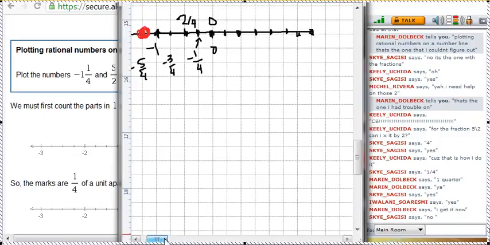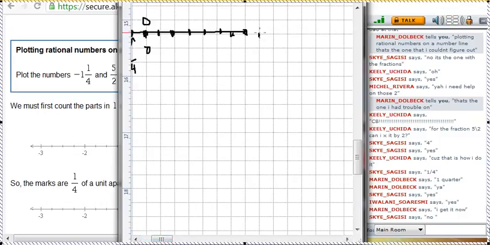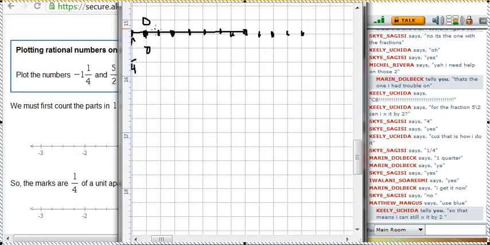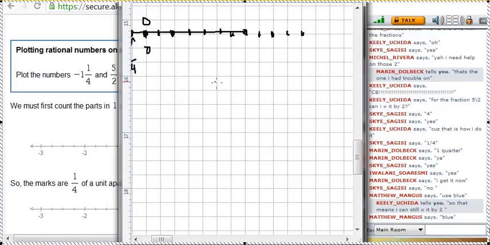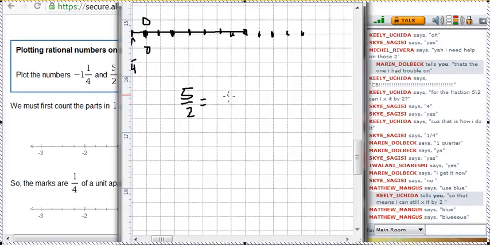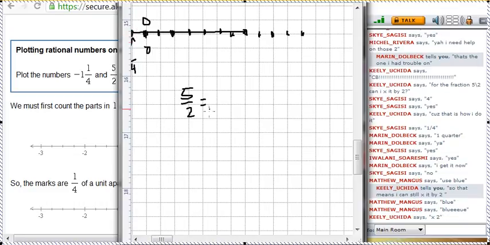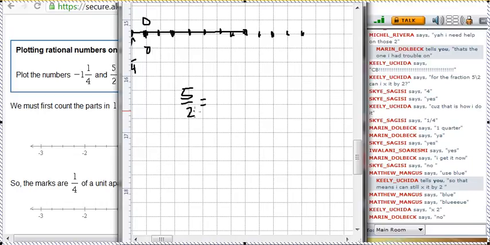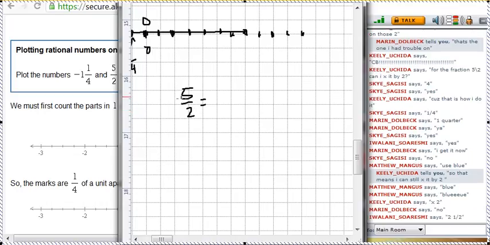I'm going to move it down just a little bit. There's multiple ways to do this. 5/2. Can you make that into a mixed number? Do you know how to do that? You multiply by 2? I don't know. Okay, I'll show you how to do that.